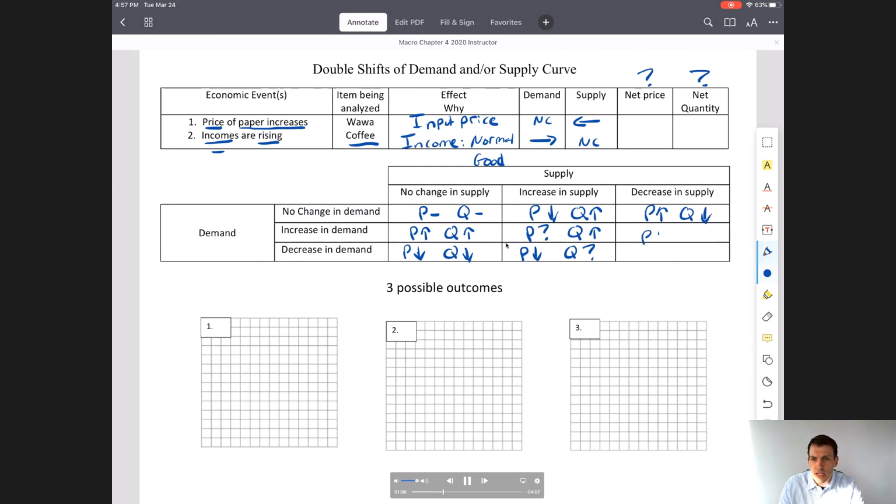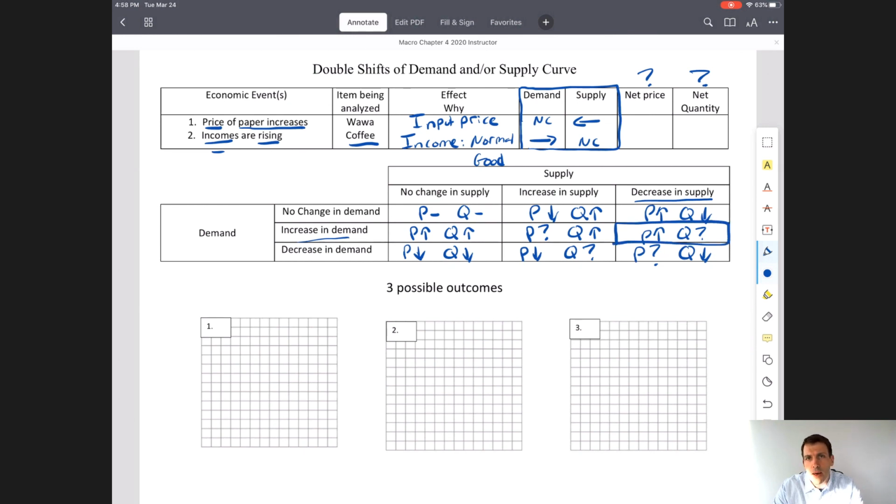This section right here is if there's a double shift, if the demand curve shifts and the supply curve shifts, if they both happen at once. So this is the section that we want to think about. Here we have supply decreasing, which is right here, and demand is increasing right here. So this box is what we're analyzing. What should happen is price should go up, but quantity is ambiguous. So these question marks, the textbook mentions this as ambiguous. We don't know what's going to happen to quantity.